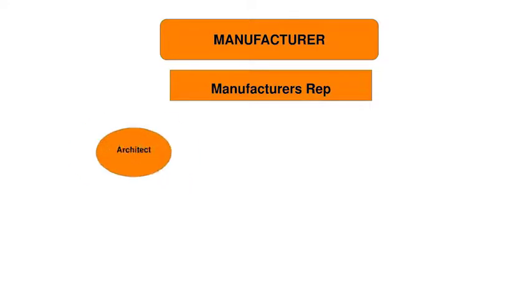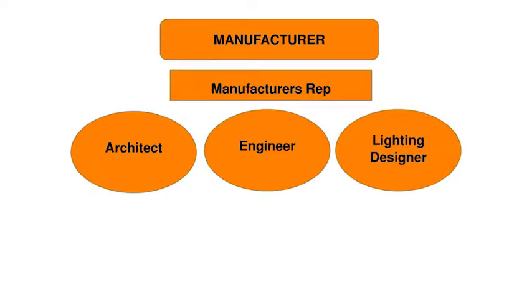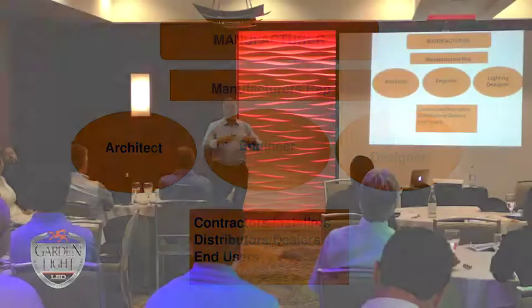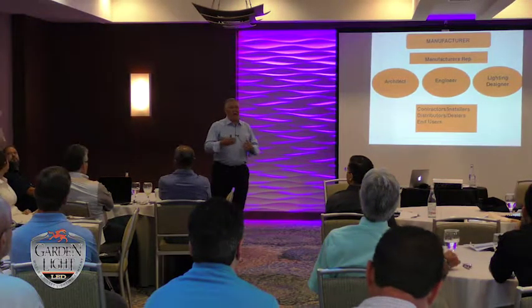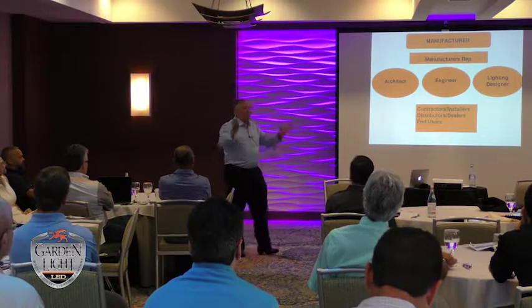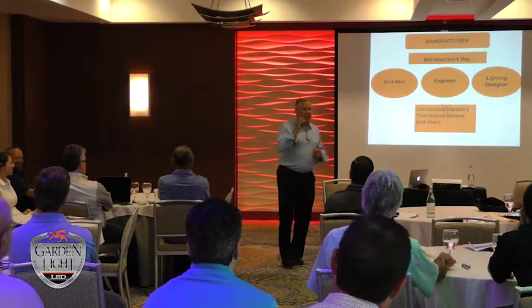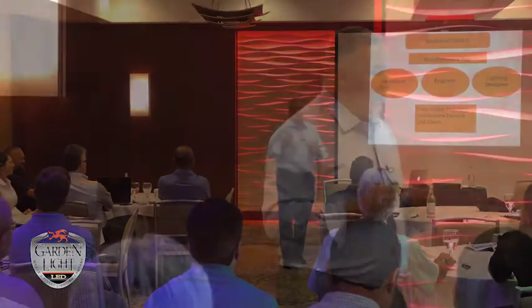So how does that work in? Well, manufacturers hire manufacturers' reps who then deal with the architect, the engineer, lighting designer, who then deal with the contractor, installer, distributor, dealers, and users. You know, if you want to call them the middleman, they can be, but more often than not, they're trying to look at the big picture on a lighting design. How am I going to take landscape lighting and incorporate it with the parking lot lighting, incorporating it with the building design? So reps work on behalf of the manufacturers.